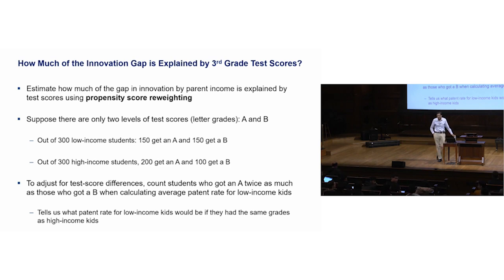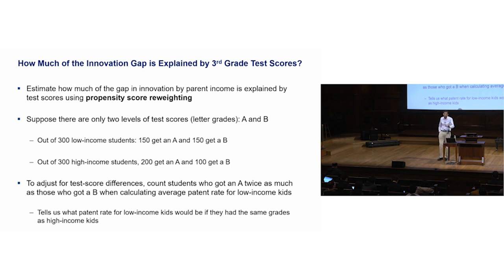So instead of having to artificially create the same distribution of scores, why not just, when you're sampling, get the same number of students with an A and B from both groups? That would achieve exactly the same thing.